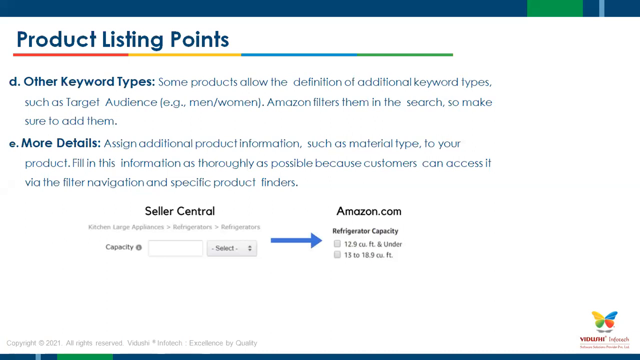So likewise, if we take another example, formal shirts, we can have size L, size XL, size medium, size double XL. So these are the more details of your product. If the product is available in various types, like various colors, various sizes, various capacity, these are the details which we have to submit while listing our products on Amazon.